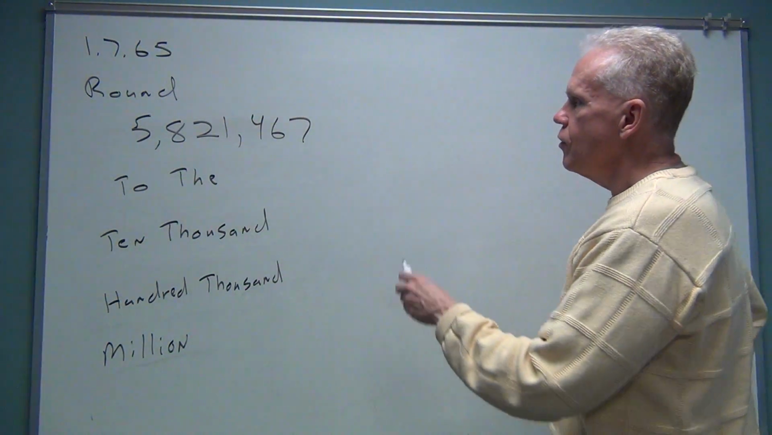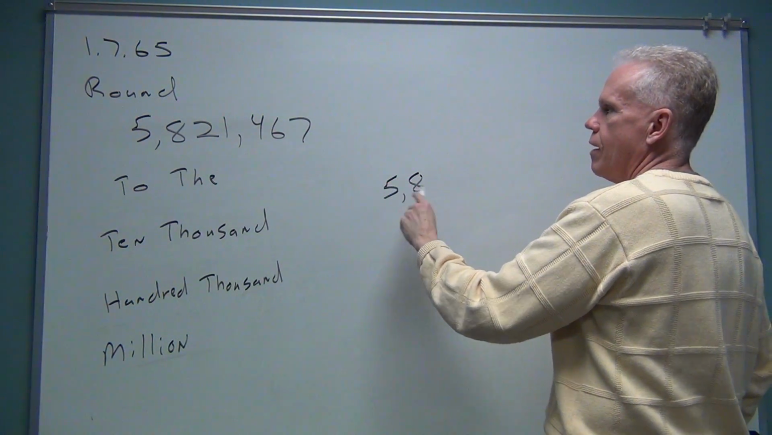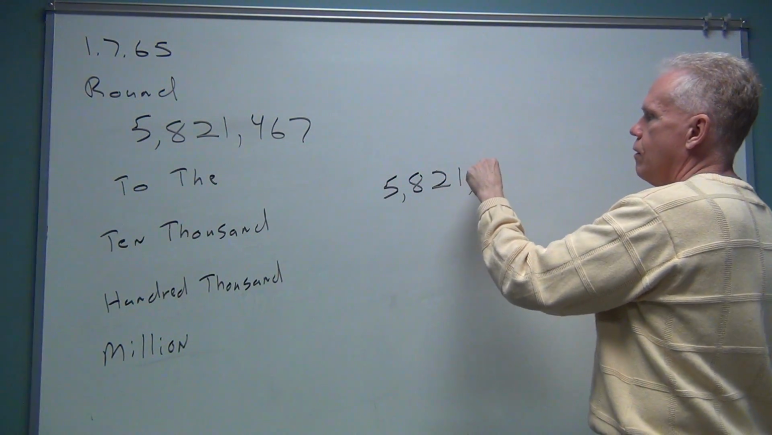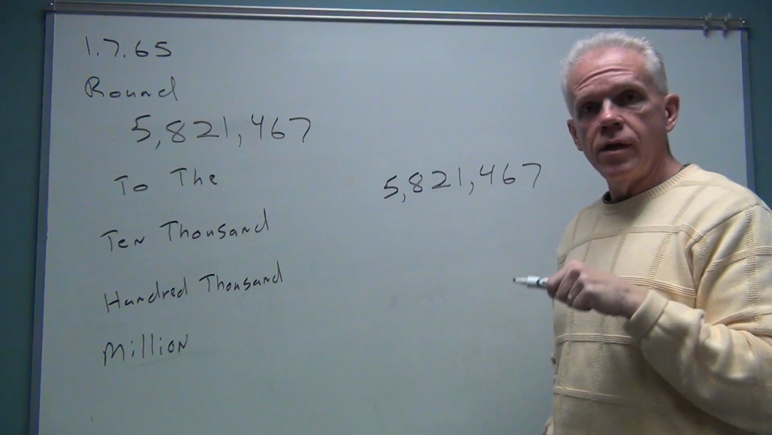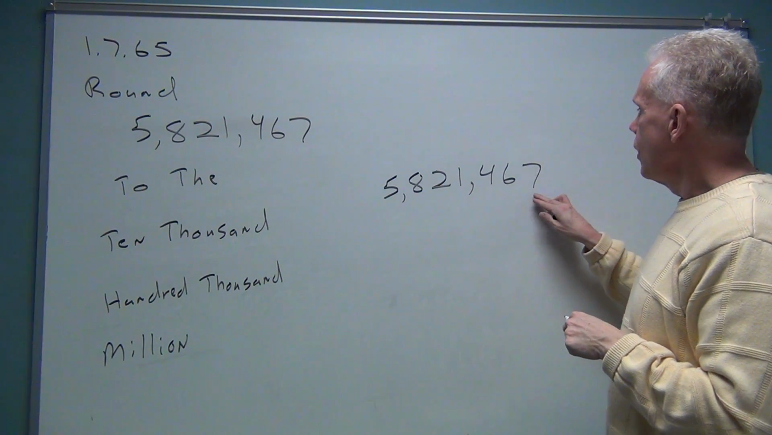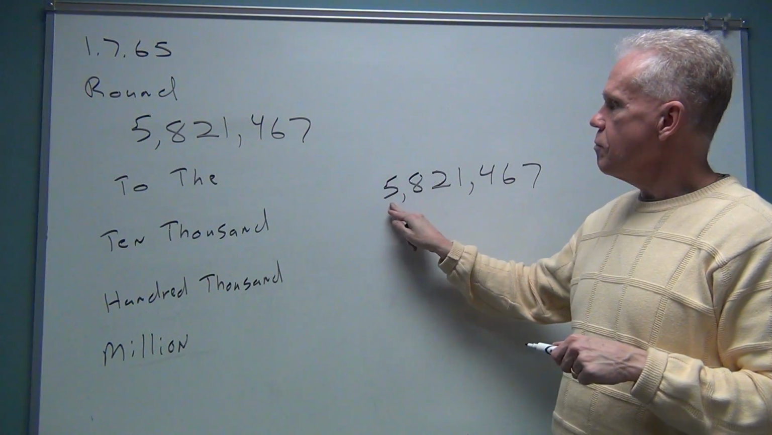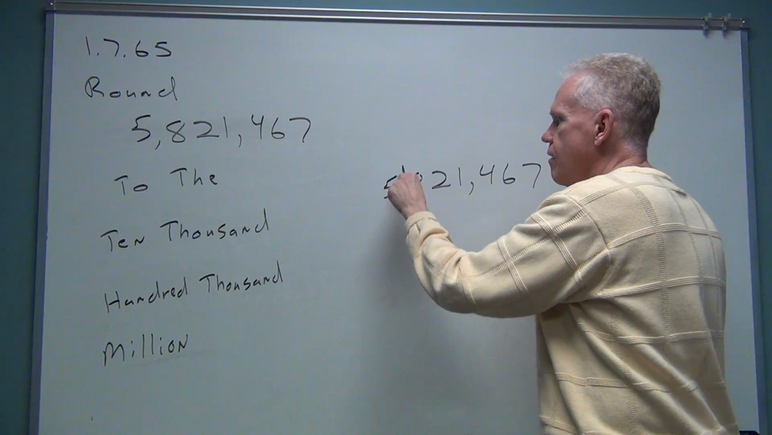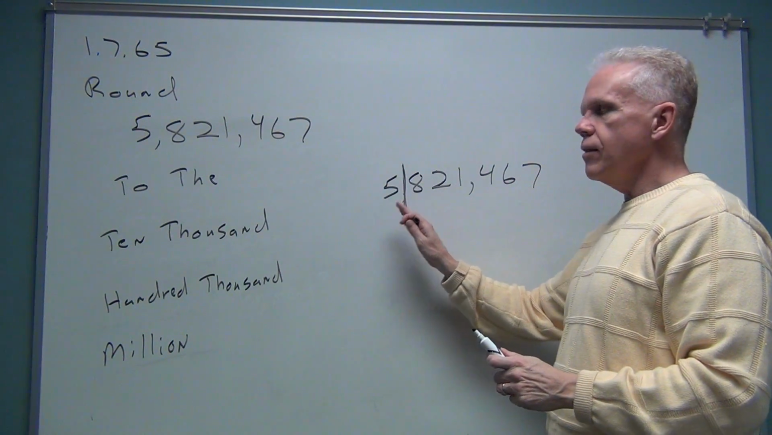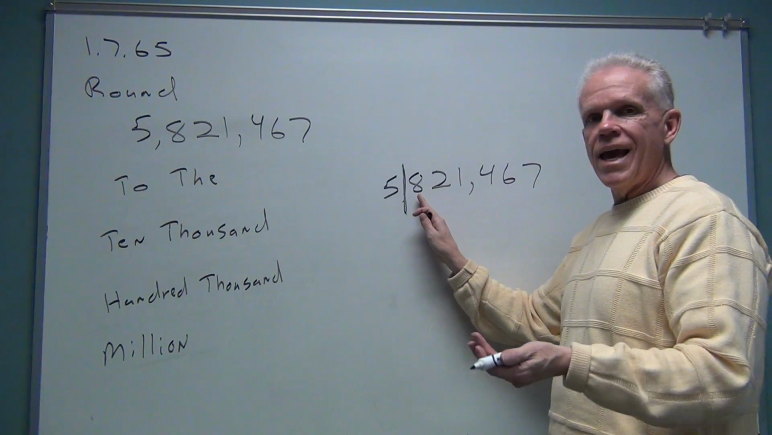So once again, we start by writing out our number, 5,821,467, and we're going to round to the million, so we need to find the digit in the millions place. Here's the ones, tens, hundreds, thousands, 10,000s, 100,000s, millions. The 5 is in the millions place. I'm going to draw a line behind that 5. Now this time, behind the number we're rounding, the 5, is a number that's 5 or more, the 8.